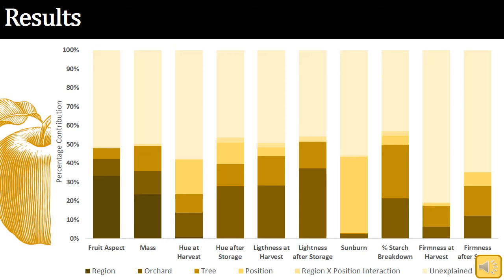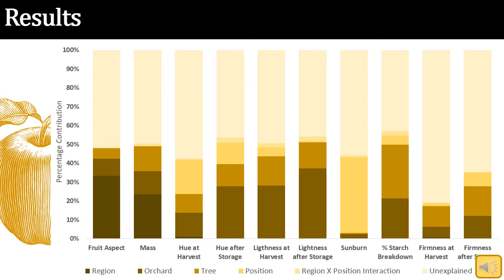Let's look at the overall results. This graph indicates the percentage contribution on the y-axis that the individual quality parameters on the x-axis make towards the total variability across all the measured fruit. If we look at fruit mass, for example, it shows that growing region accounts for close to 20% of the overall variation, and orchard differences account for a further 12%, and tree differences make up 15% of the fruit mass variance.